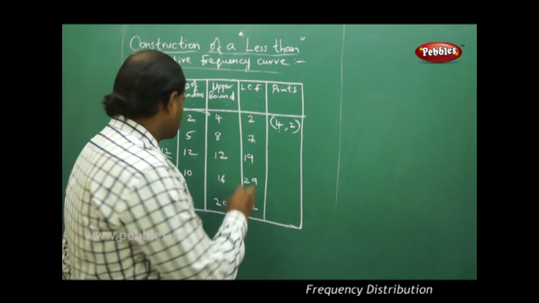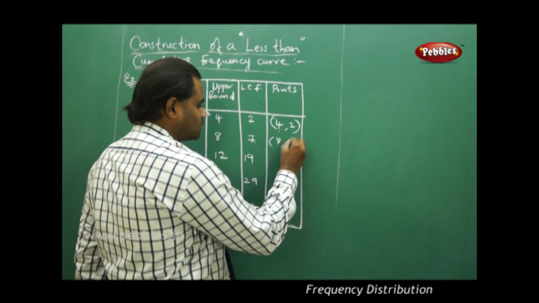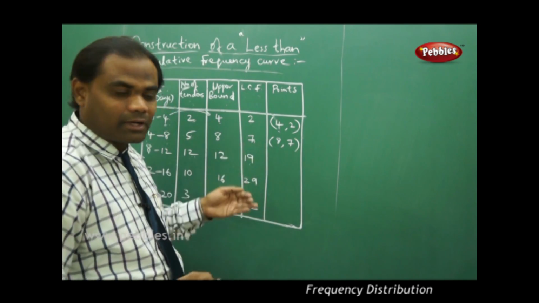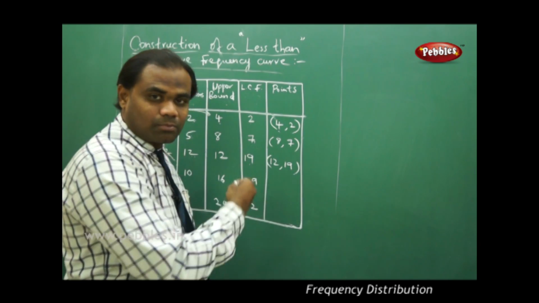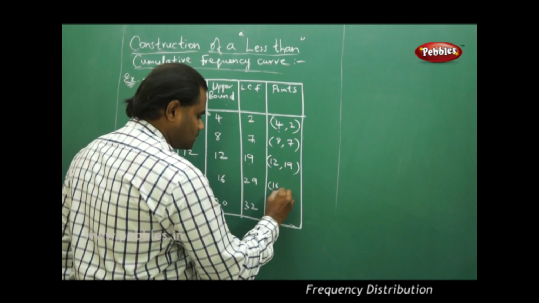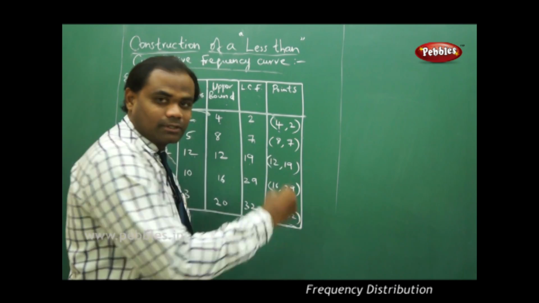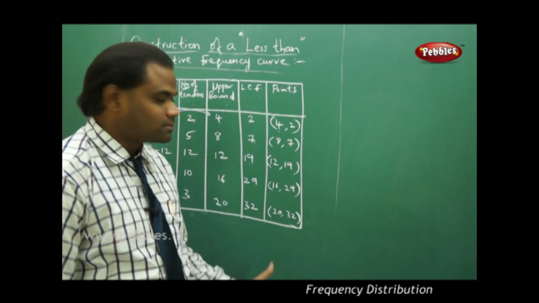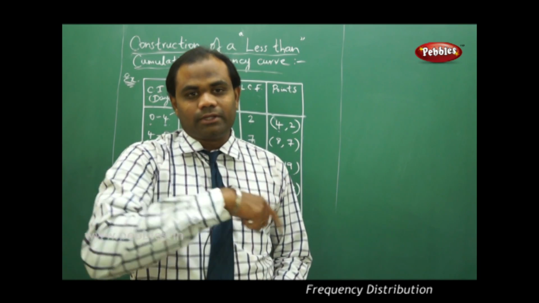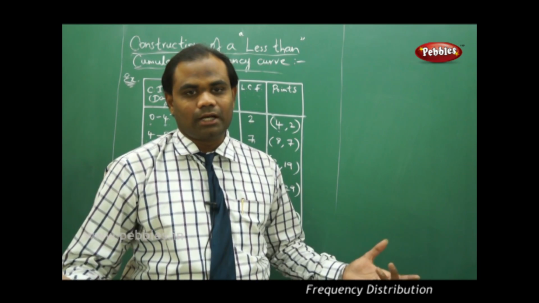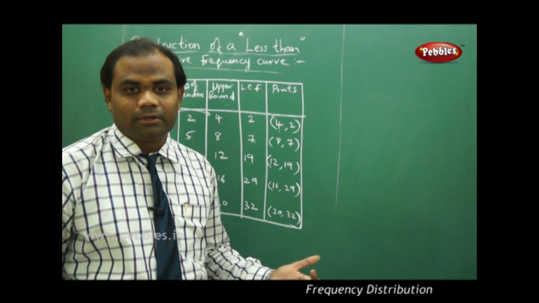Similarly, when I go to the next class interval, 4 to 8, my respective point would be 8, 7. Then the next is 12, 19, followed by the next point 16 and 29, and finally 20, 32. So these are the 5 points which I'm going to plot on the XY coordinate system and then join with a freehand, and thus I obtain the less than cumulative frequency curve for the given problem.